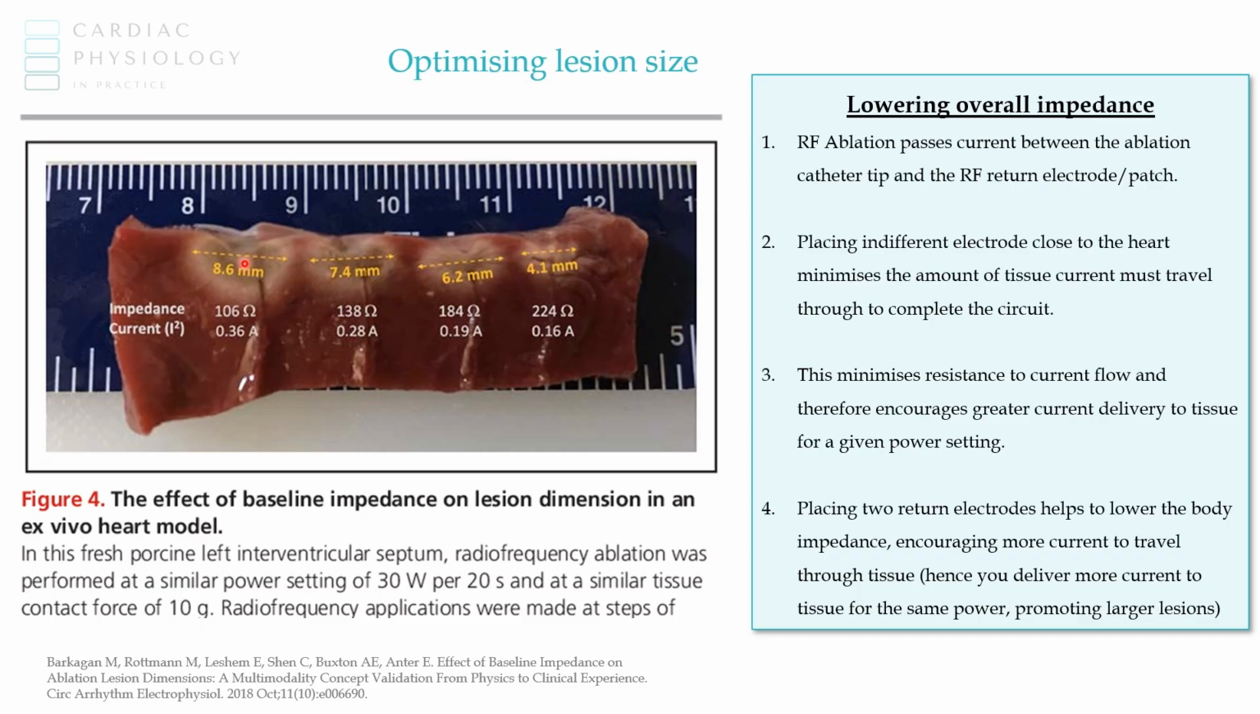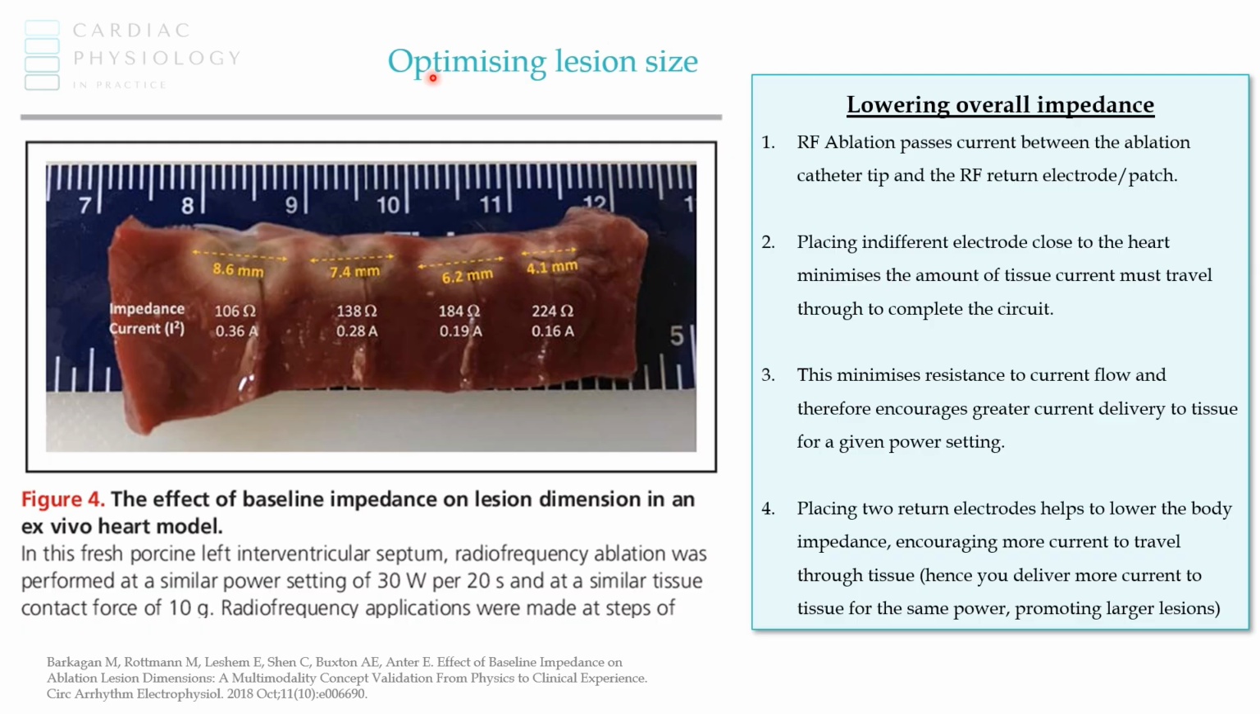Compared to this one, where the baseline impedance was 106 ohms, so this is kind of analogous to putting two indifferent electrodes on the back, for example, right scapula, left scapula, something like that, and delivering the same watts for the same duration on your ablation generator, but the lesion dimension is double the size of this lesion dimension. So this can have a huge impact on your lesion size.